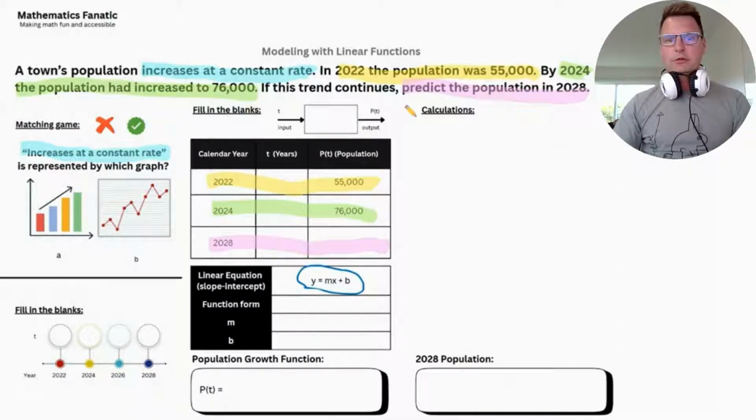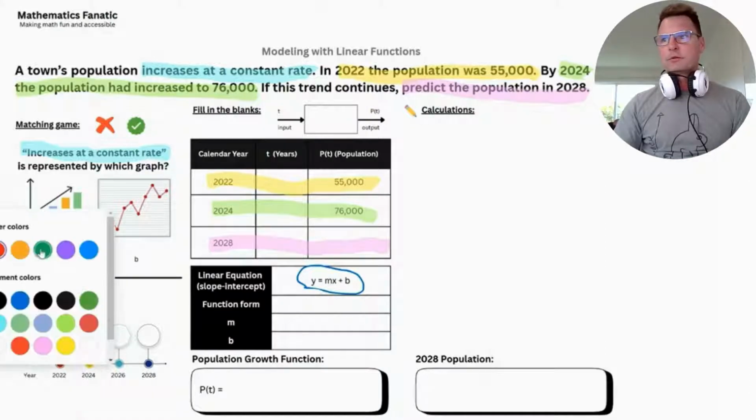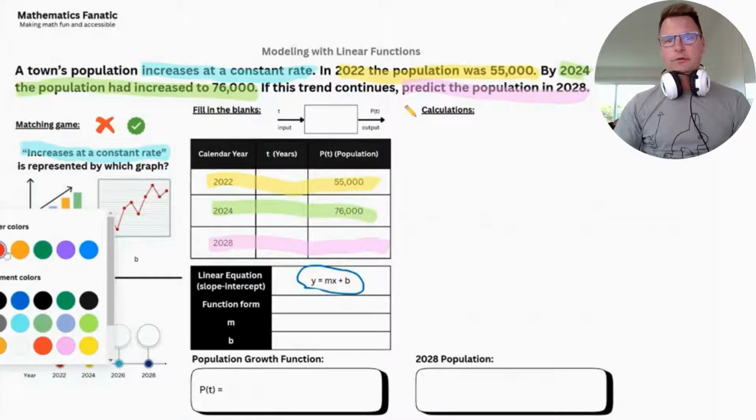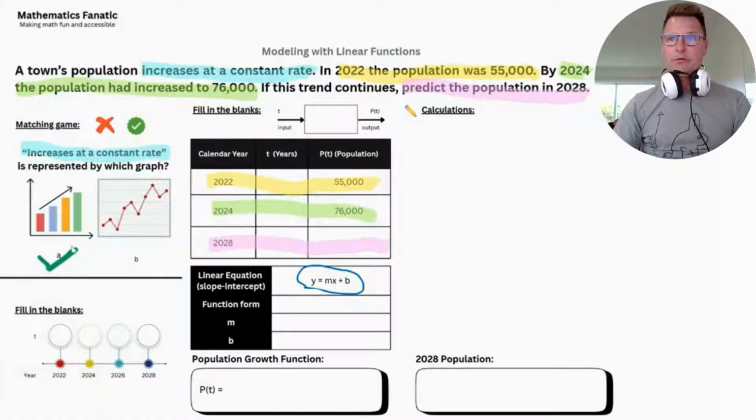Now, which graph is linear? Because that's the one we want. That's right. The linear graph is graph A. Linear growth is exactly what we're working with here. Now, to complete our matching game, we also have to use our x. So let's x out that second graph. That's not linear growth. And because we know the population is increasing, our m will be positive in this problem.